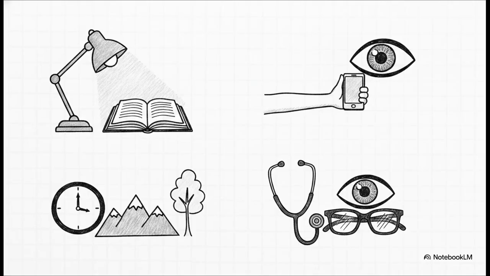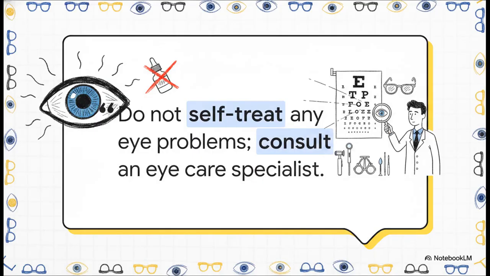Beyond that rule, creating a healthy environment for your eyes is key. Make sure you're always reading or working in adequate lighting so you aren't straining in the dark. Try to limit your phone usage, and when you are scrolling, hold the screen a bit farther away from your face. And seriously, don't wait until your vision is completely blurry. Make regular eye exams a non-negotiable part of your yearly health routine. Our eyes are incredibly complex and delicate, so please do not try to self-treat any eye problems. Always consult an eye care specialist.